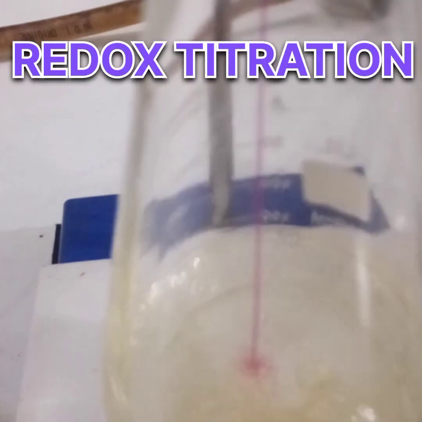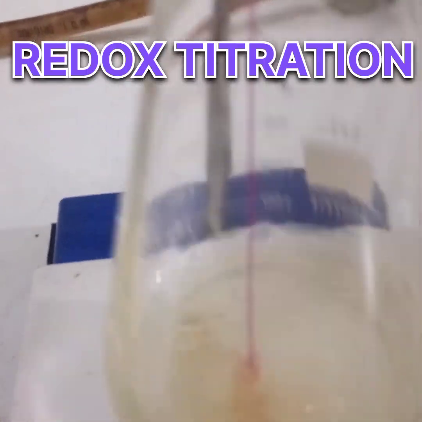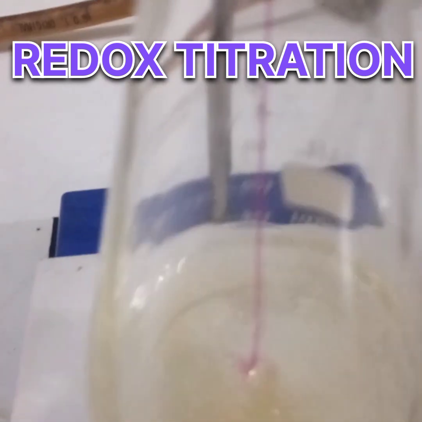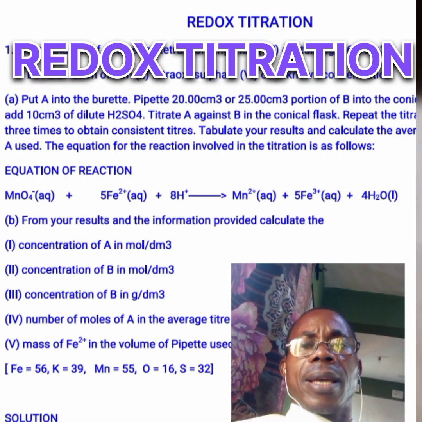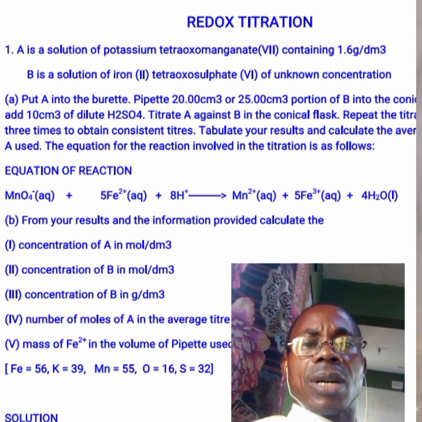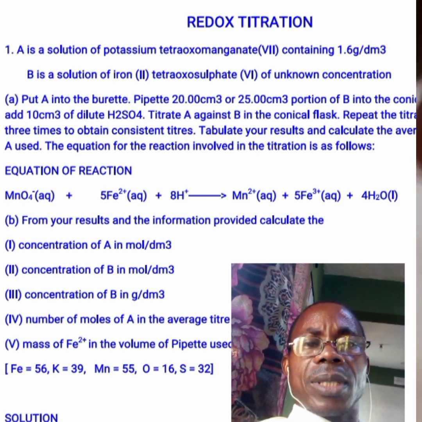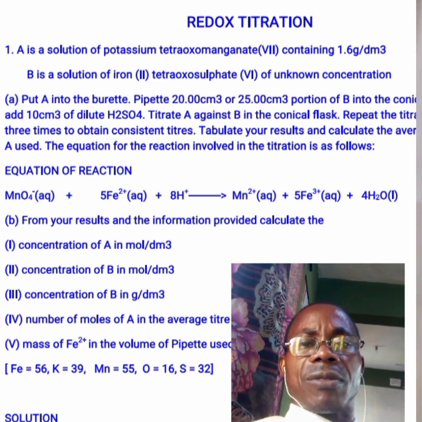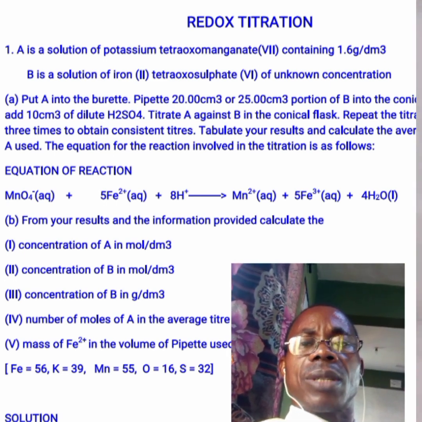Today we are going to consider the topic redox titration. Let's look at a typical sample question on this topic. A is a solution of potassium tetraoxomanganate 7 containing 1.6 gram per dm cube, and B is a solution of iron 2 tetraoxosulfate 6 of unknown concentration.